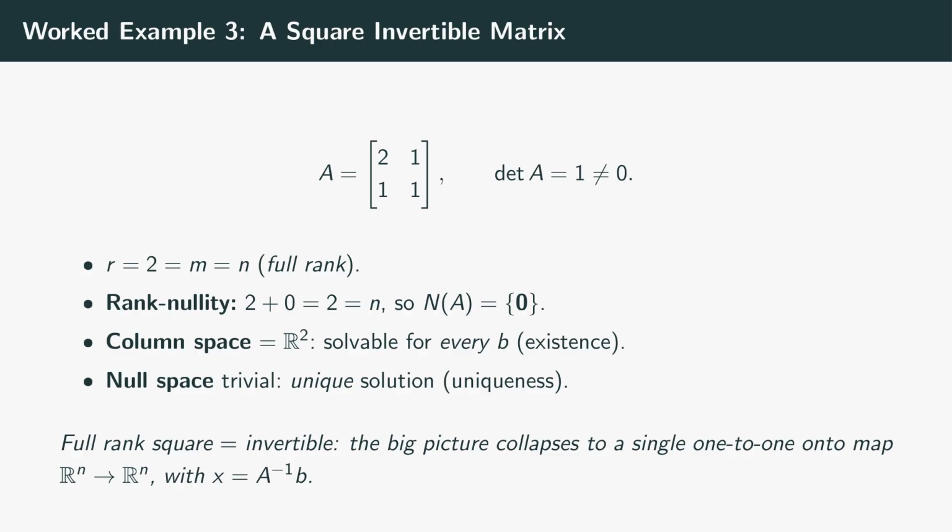Read off the consequences. The column space is all of R2, so the system is solvable for every right-hand side b. Existence always holds. The null space is trivial, so whenever there is a solution, it is unique. Uniqueness always holds. Existence plus uniqueness for every b is precisely what it means for a matrix to be invertible. In the big picture, both null spaces vanish, the two ovals shrink to pure row and column spaces of full dimension, and A becomes a single one-to-one onto map from Rn to itself, with the solution given simply by x equals A inverse b.